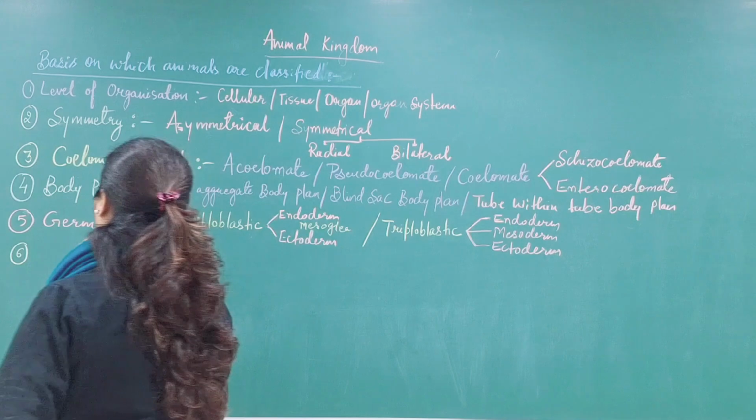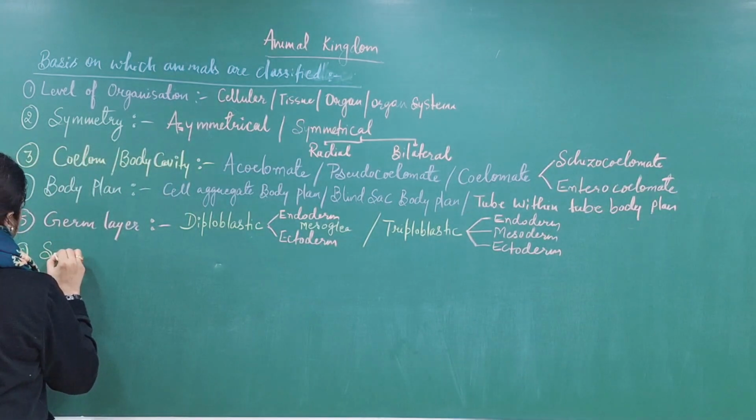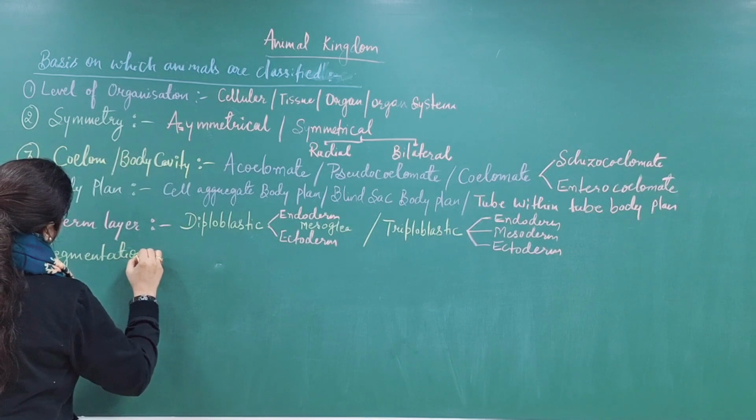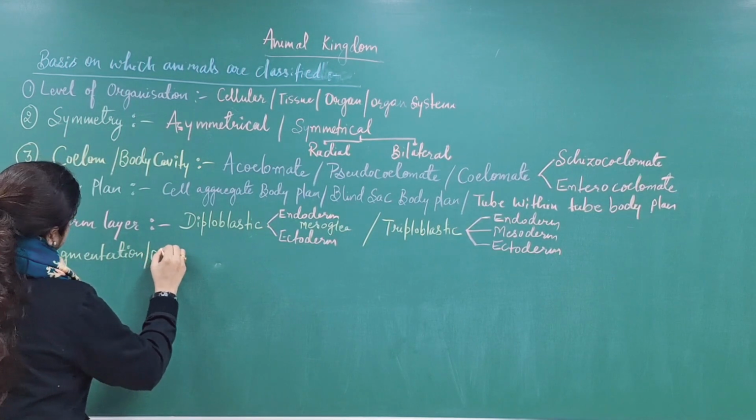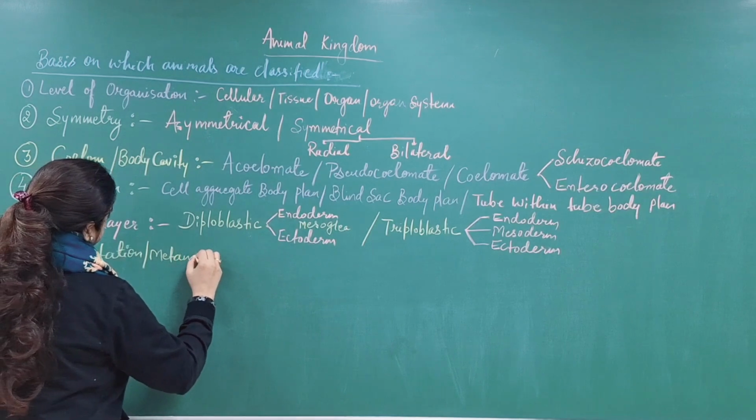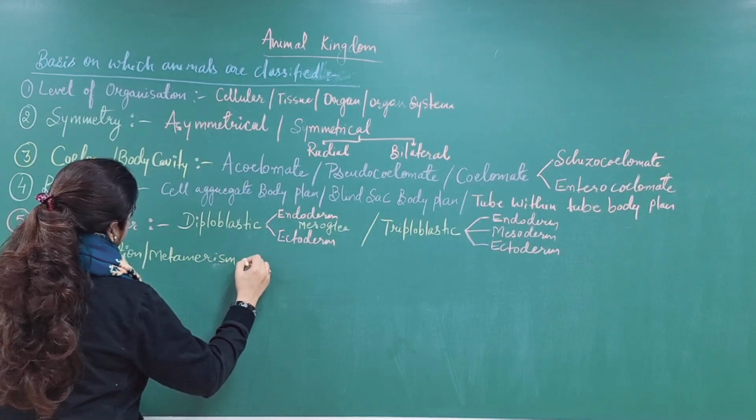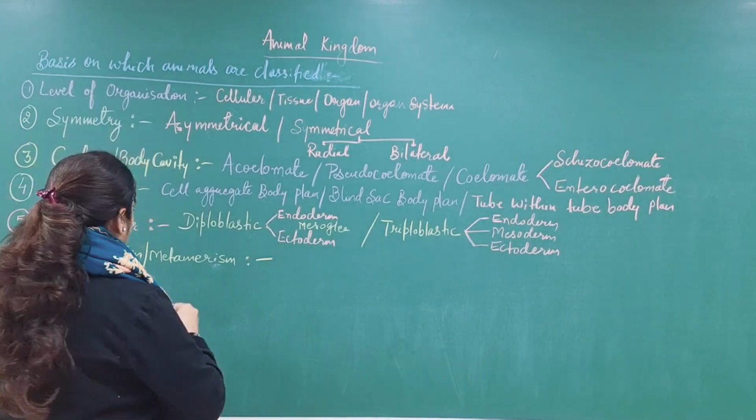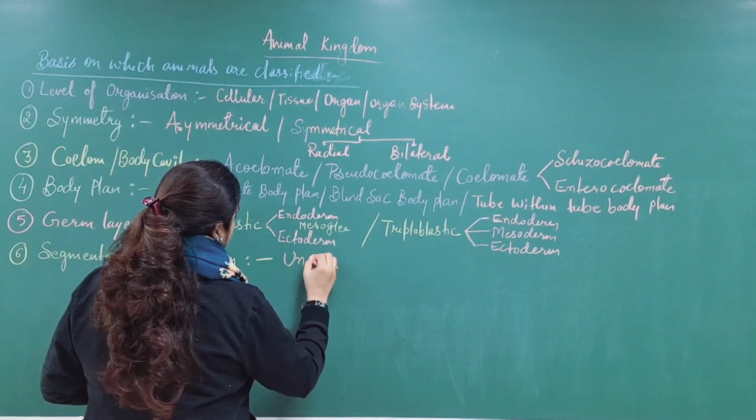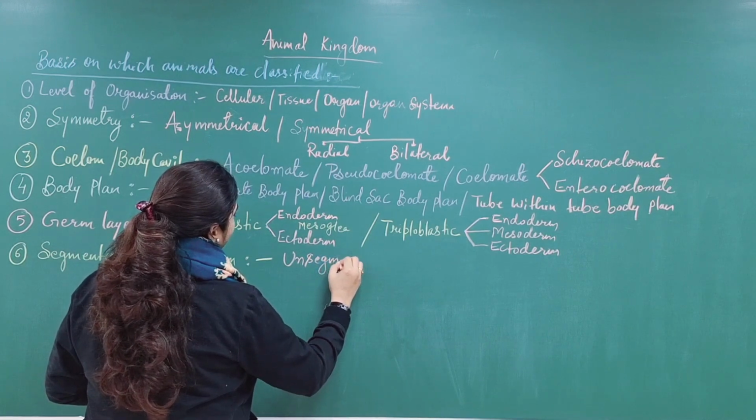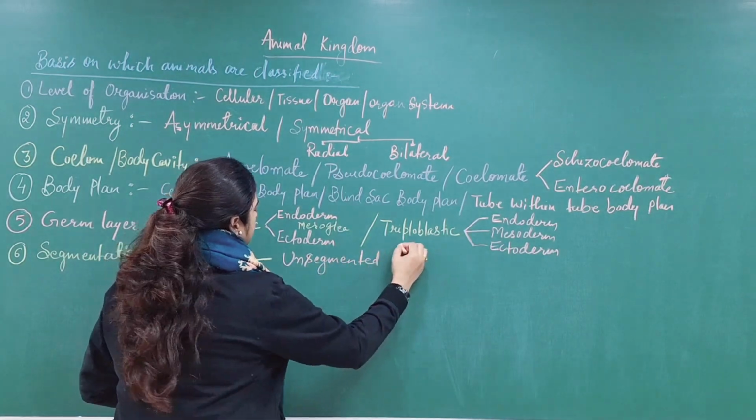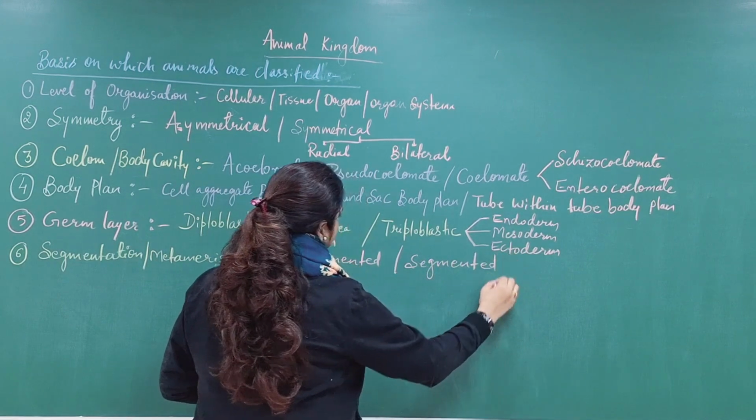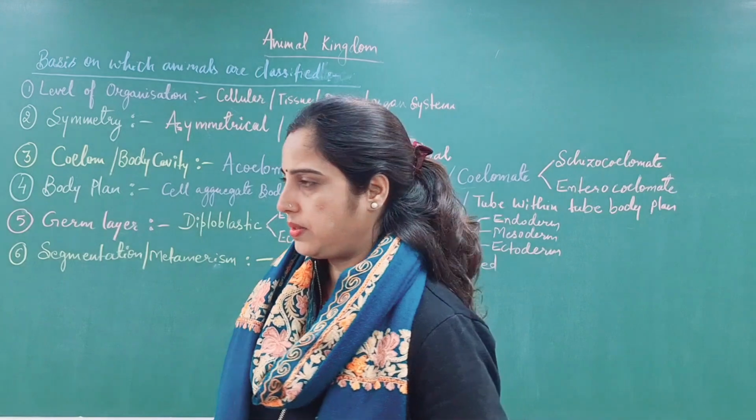Of course, we have got segmentation, which is also called metamerism. Each segment is called a metamere. So, if the organism has segments, then it will be called segmented. If they do not have them, they are unsegmented. These two categories will help you differentiate between the organisms.